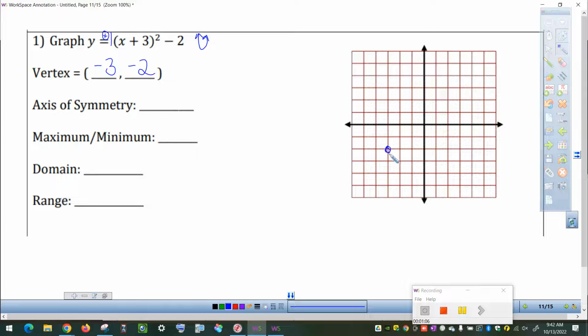So let's do our vertex at -3, -2. It's opening up, and a is 1, so there's no vertical stretch here. So we can just go over 1 space, up 1 space on both sides. And then from our vertex, we'll go over 2 spaces, up 4.